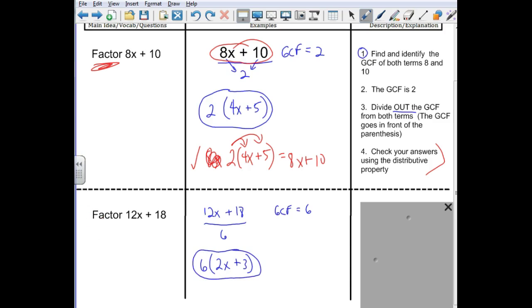And then for your check, I'm okay if you do this. Check it. You distribute. 6 times 2 is 18x. Oh, no, it's not. It's 12. I can't multiply, apparently. 6 times 2 is 12, plus 6 times 3 is 18, right there. But that is the answer when you are asked to factor.